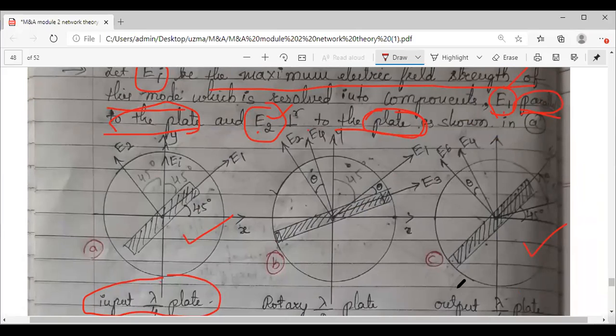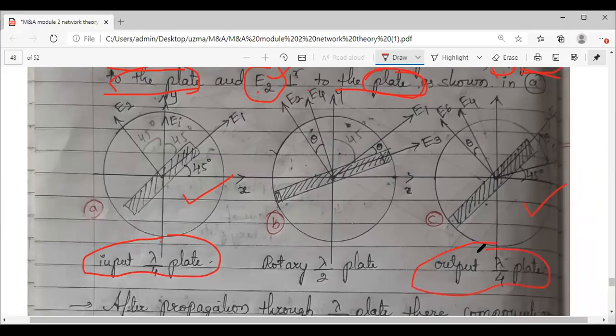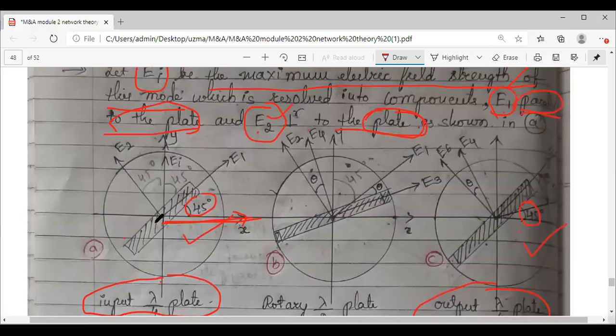But plate 1 and plate 3, the front and the end, the two plates we call input and output plates, their orientation is fixed. It is 45 degrees. You can see in the figure the plate's orientation with respect to the horizontal axis. The horizontal axis is the broader wall of the rectangular waveguide. So first and third positions are fixed at 45 degrees, and this is your reference line. Look into the first figure. Let me tell you about the first figure only.